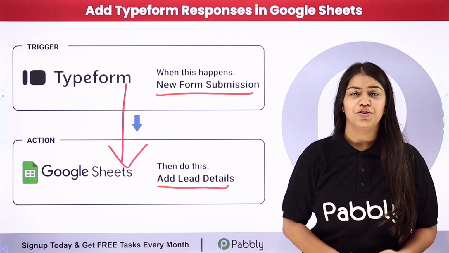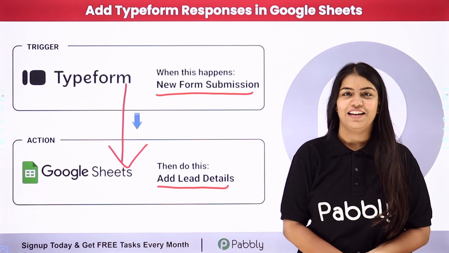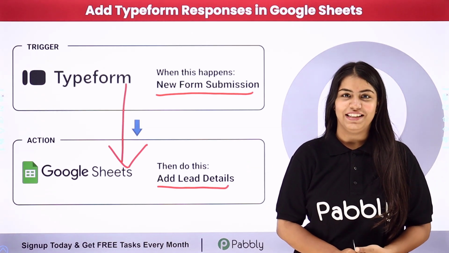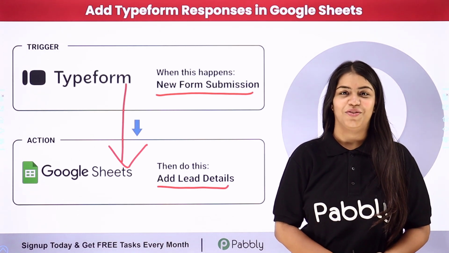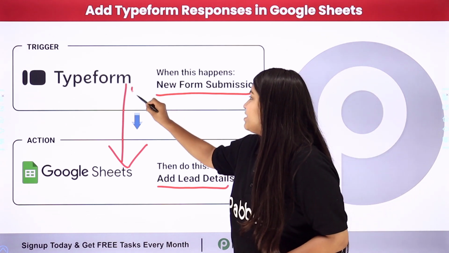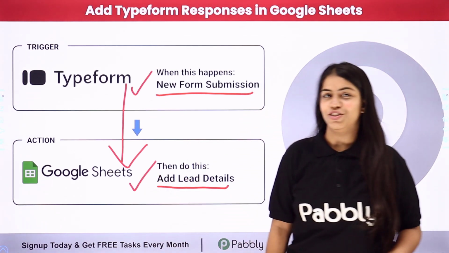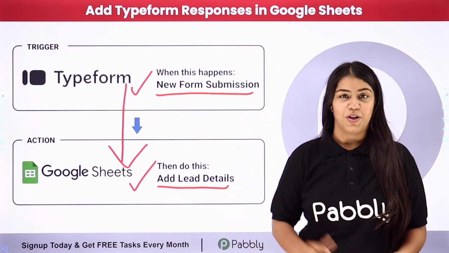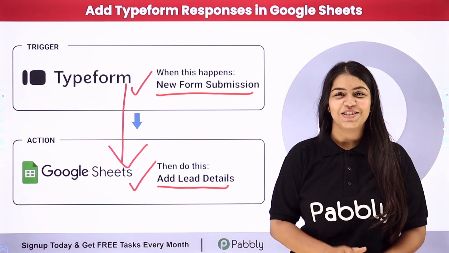To create this connection without knowing any programming or coding language, we are going to use Pabbly Connect. It is an amazing automation software. So in Pabbly, we have the concept of trigger and action. For trigger, we are going to use Typeform, and for action, using Google Sheets. So if you also wish to learn this process step by step, follow me through the screen.